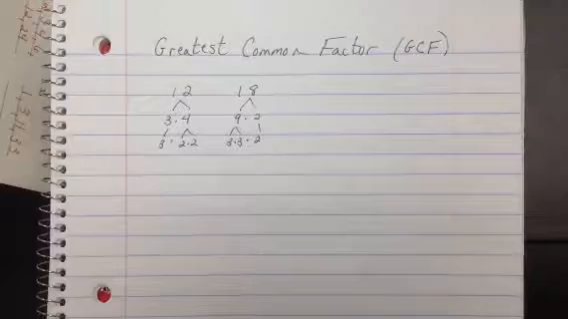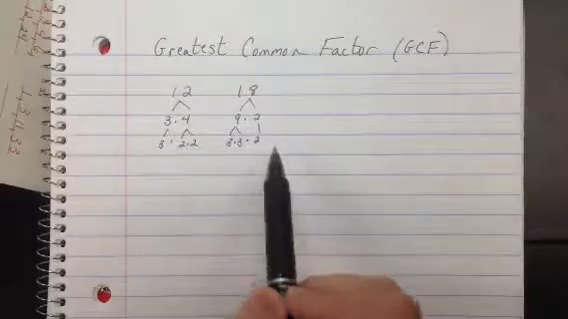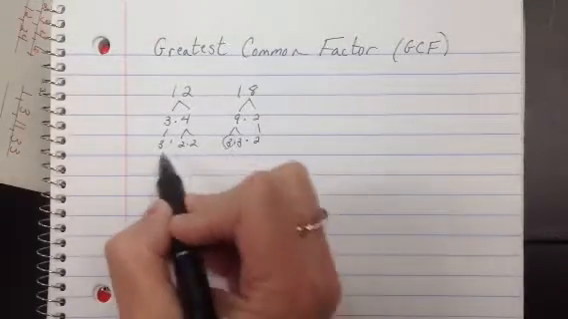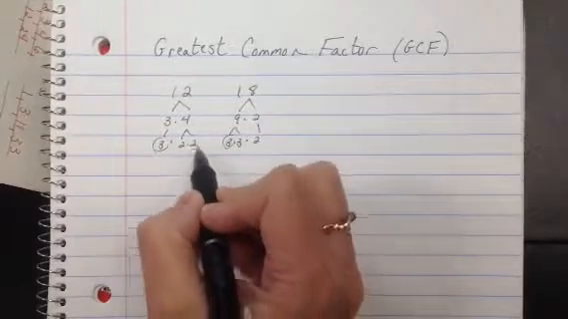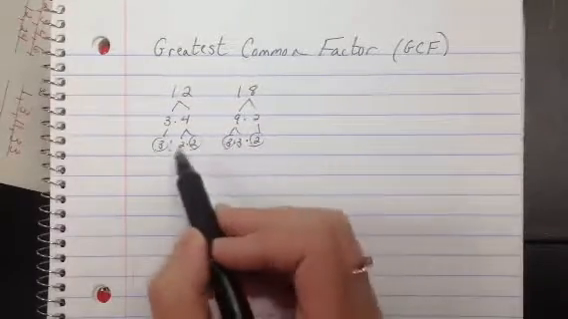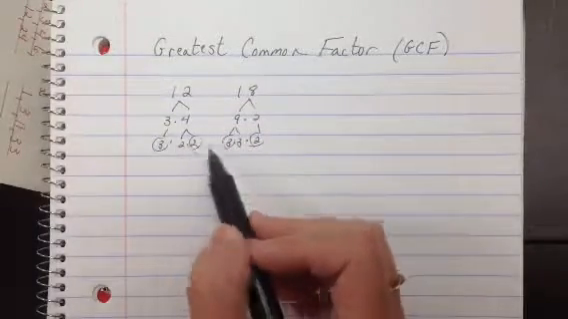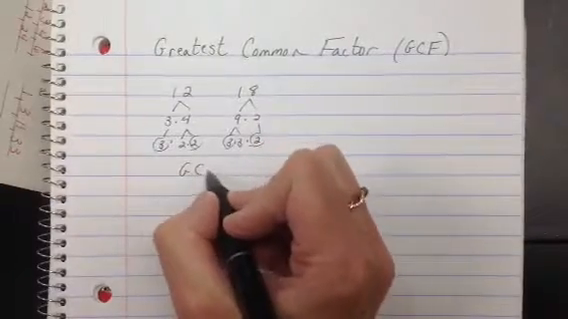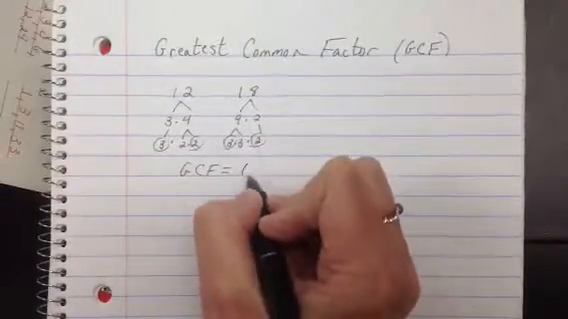Now, how does that help me find the GCF? I look at my last line, and whatever they both have in common, they both have a 3, they both have a 2. Okay, they both have that. Okay, what is 3 times 2? 6. My GCF equals 6.